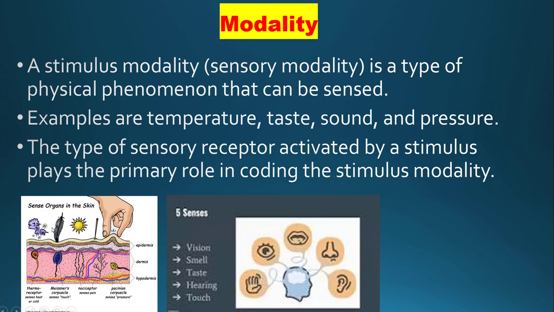Here, the cold, the touch, the heat, and the pressure. In the skin, they are sensed, but they are not visible. Senses are vision, which is from the light, smell from the gas molecules in the air, taste is a chemical which is tasted by the tongue, hearing is sensed by hair cells in the inner ear, and touch on the surface of skin. The type of sensory receptor activated by a stimulus plays the primary role in coding the stimulus modality.